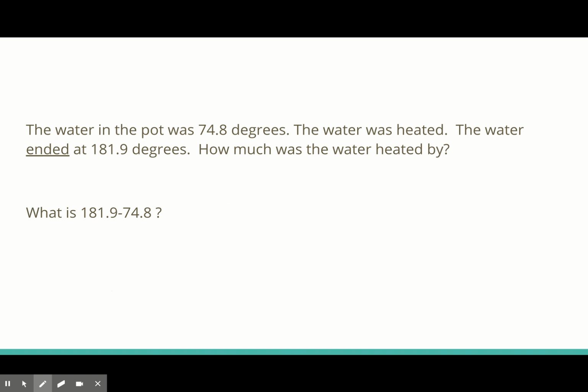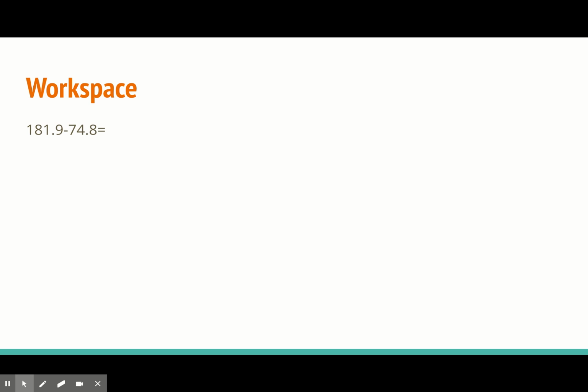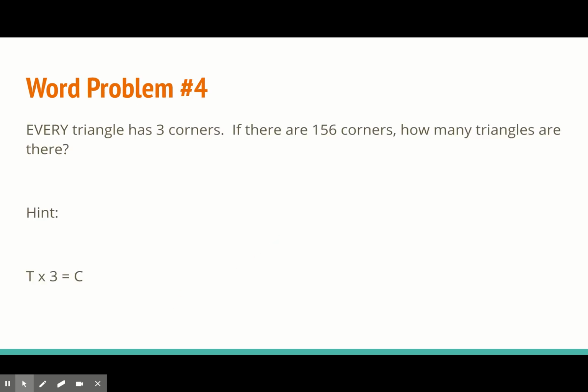All right. Next up is just one you're going to work all the way through by yourself. Every triangle has 3 corners. If there are 156 corners, how many triangles are there? And I gave you a hint at the bottom. So go ahead and work that problem out, figure out your answer, and then I'll show you how I do it.